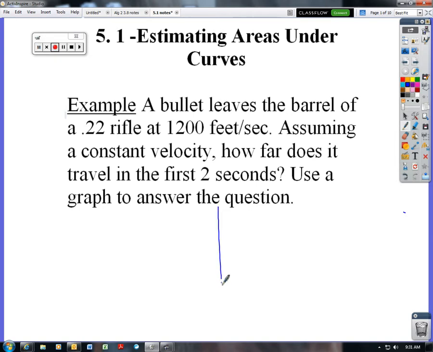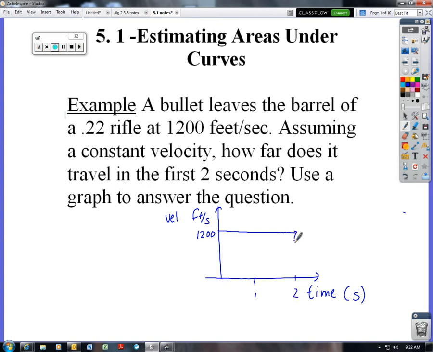So we're going to have a graph, and the two quantities that are given are velocity and time. So we will put time on the x-axis. In this case, it's in seconds. And then velocity would go on the y-axis, and the units are feet per second. Now it is a constant velocity, so that's going to be a horizontal line at 1,200, and it's traveling for 2 seconds, so 1 and 2.